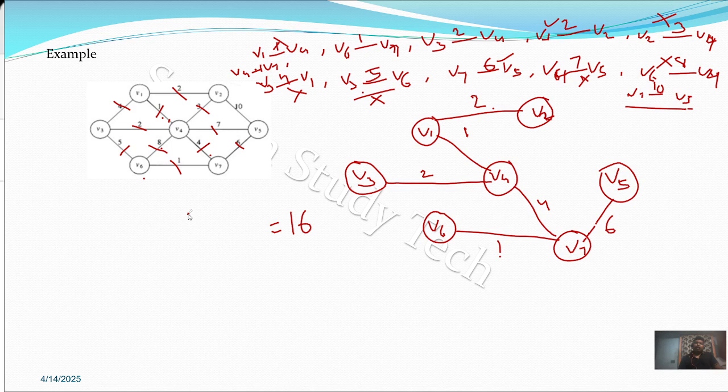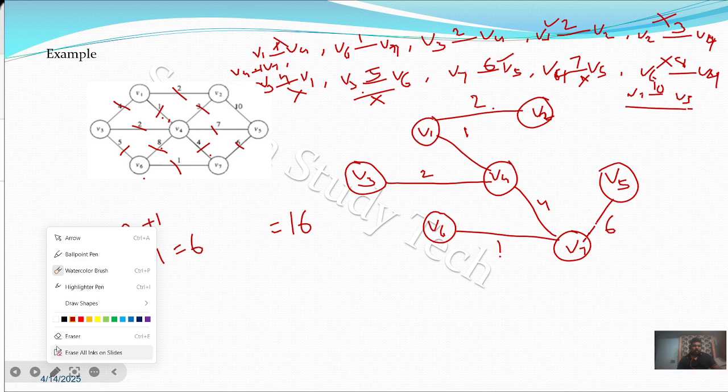And also you can consider how many edges you can remove in this graph. For example, e minus n plus 1 is the number of edges to remove. How many edges are there? Already you can count 12, minus the number of vertices, which is 7, plus 1, that is equal to 6 edges you can remove. Then this graph acts as a spanning tree.